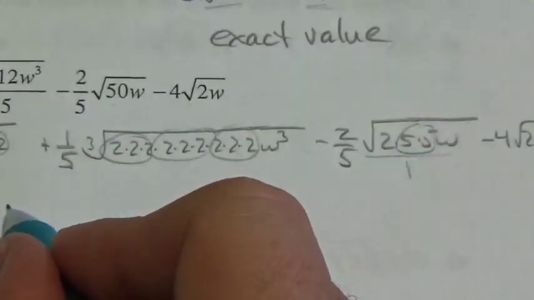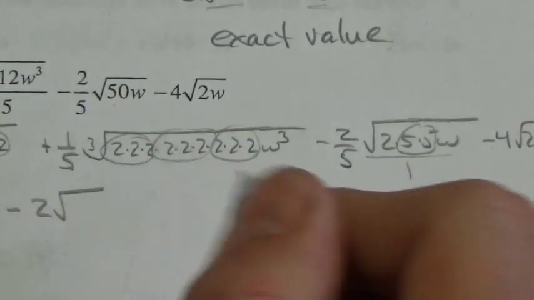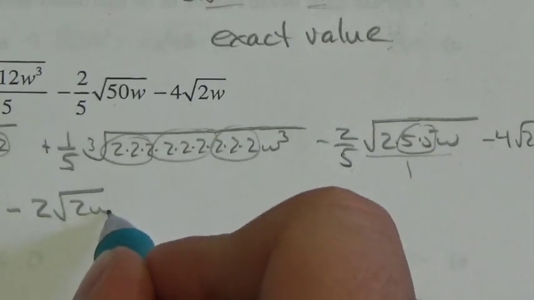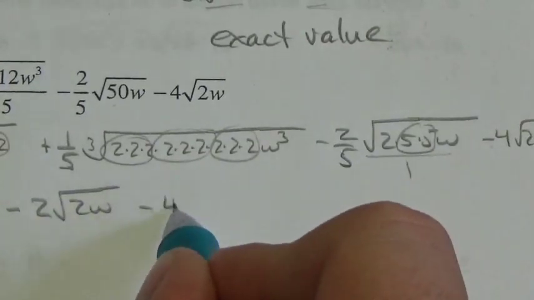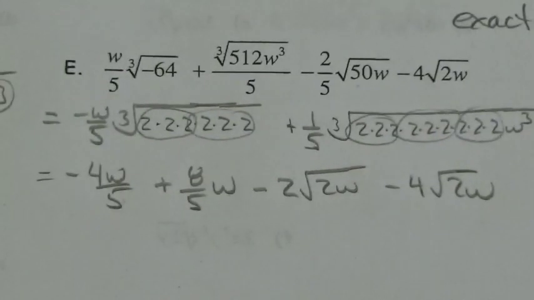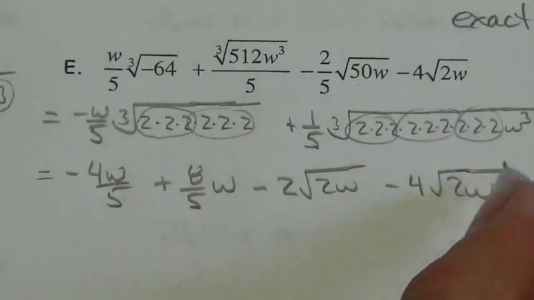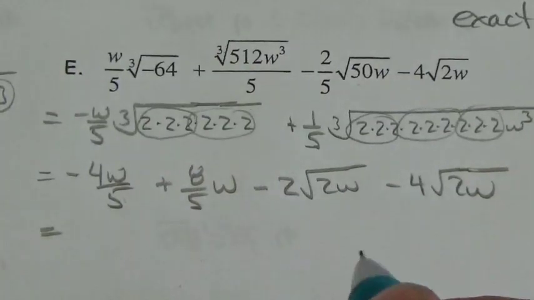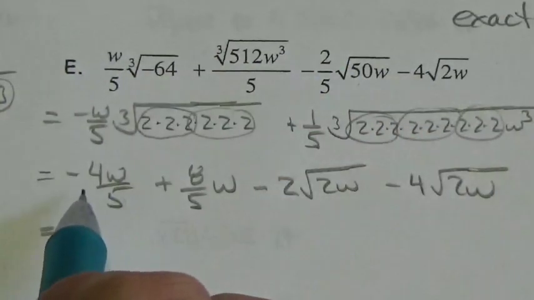That's wonderful. So this will be minus 2 root, and this has a 2w left over in there. And then at the very end of this expression, I had a negative 4 root 2w that I couldn't do anything with. So here we go. Now we're going to put this all together.